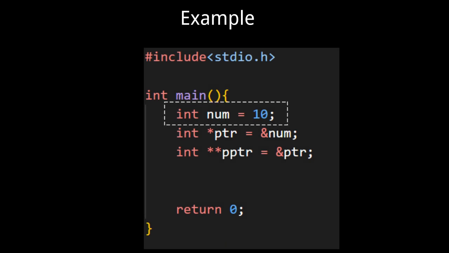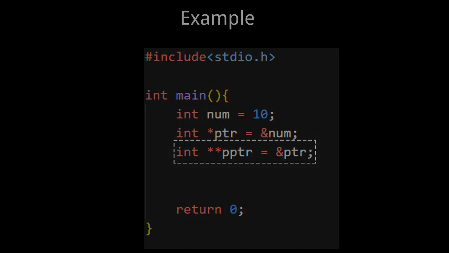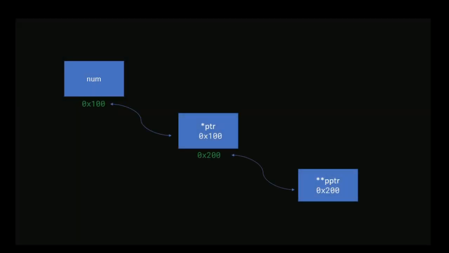Here num is an integer variable with the value 10. ptr is a pointer to num and pptr is a pointer to ptr. This means pptr holds the address of ptr. In memory, num is stored at a specific address, say 0x100, ptr holds the address 0x100, and pptr holds the address of ptr, say 0x200.